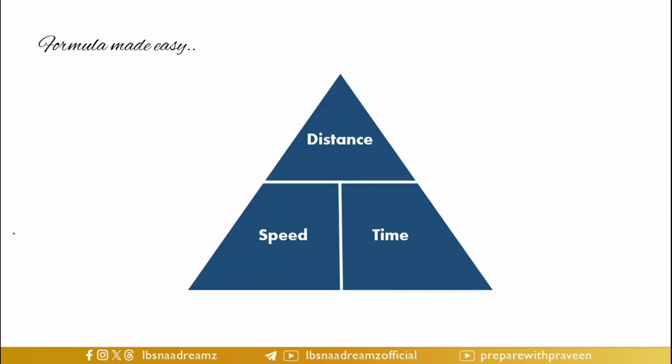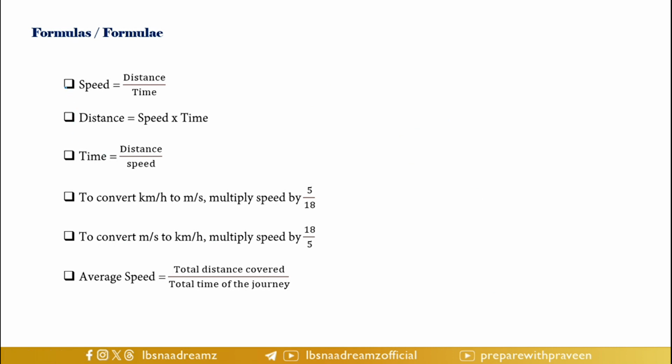So let us revise what we saw in the last video quickly. Yes, with this one diagram, we can easily remember the formula for speed, time and distance. To find distance, distance equal to speed into time. The formula for speed is equal to distance by time. Similarly, time is equal to distance by speed, right? Speed is equal to distance by time, distance equal to speed into time, time is equal to distance by speed.